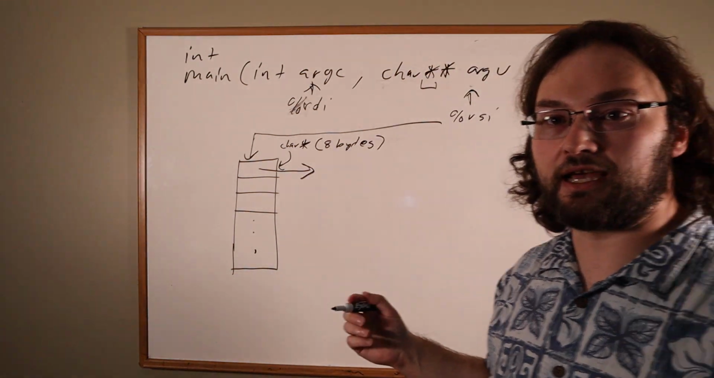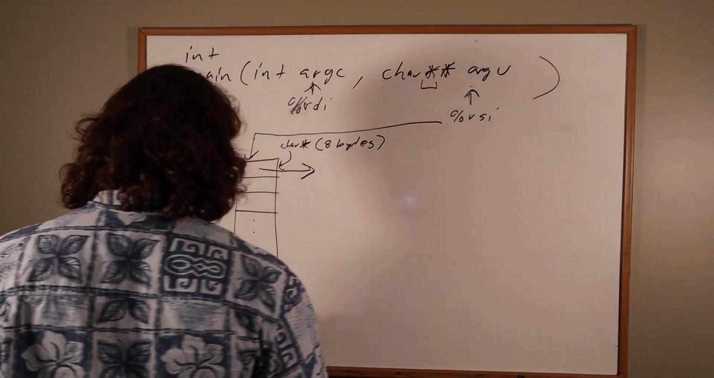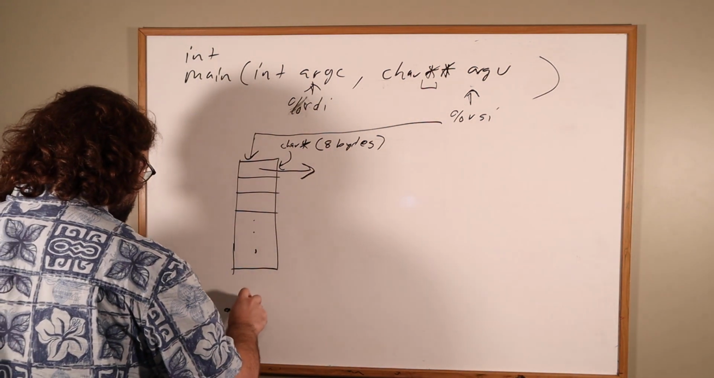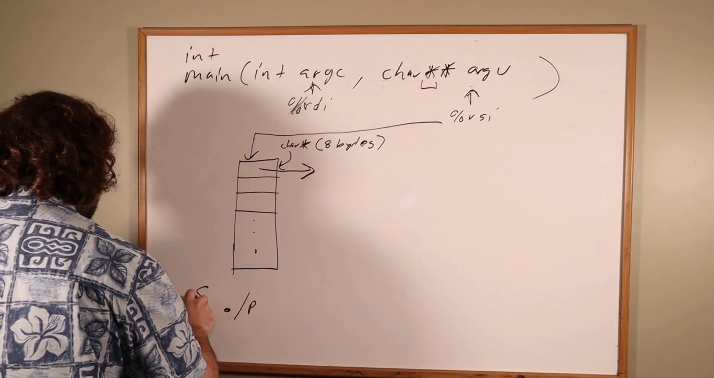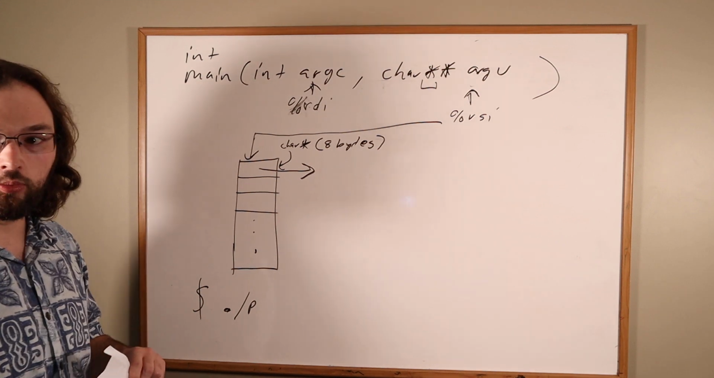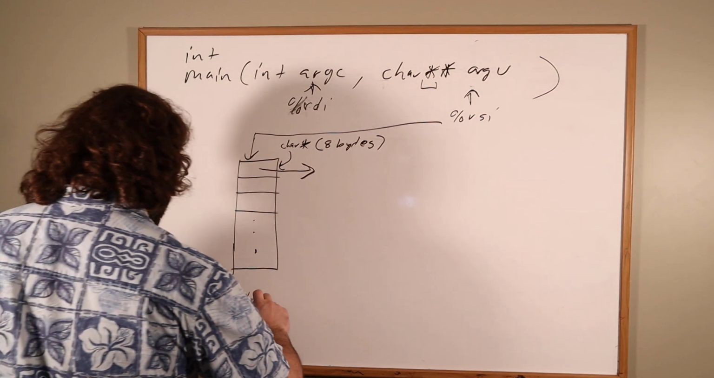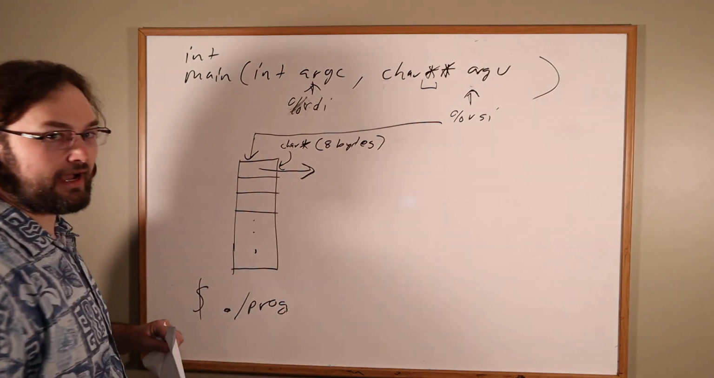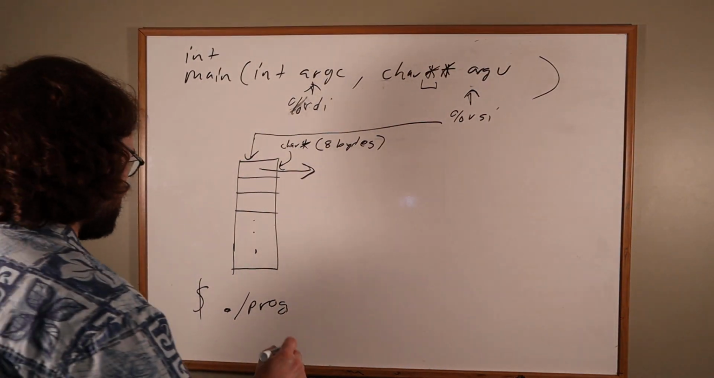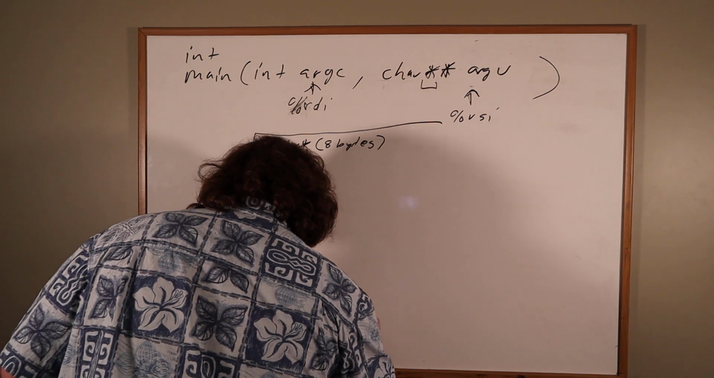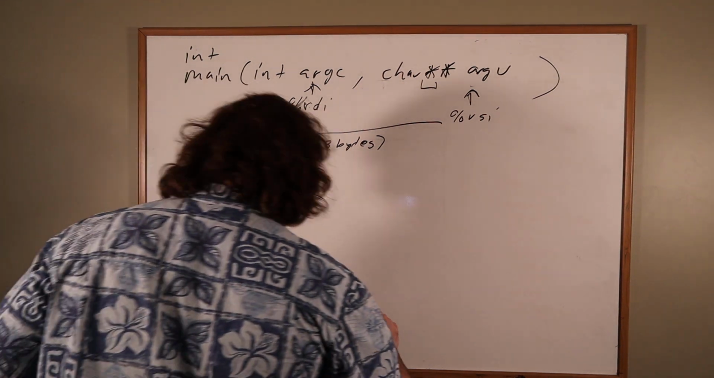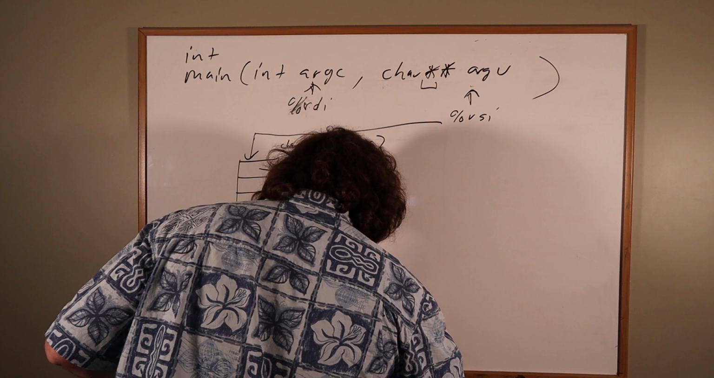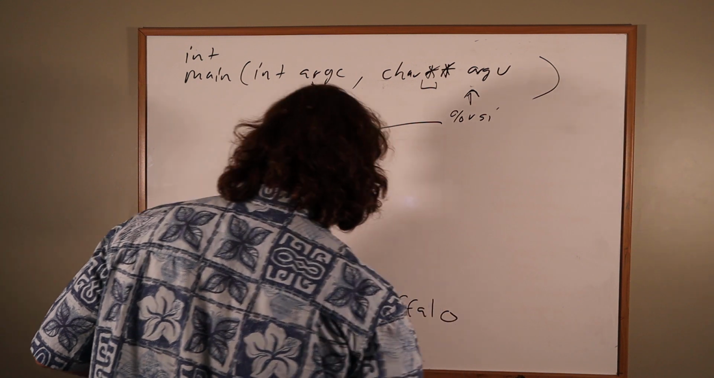So let's give a concrete example here. If we're running a program on the command line, so this is our shell prompt, and we're going to run our program prog, and then we're going to pass it some arguments. So our first argument is going to be cat, and our second argument is going to be buffalo. And so there's two arguments.